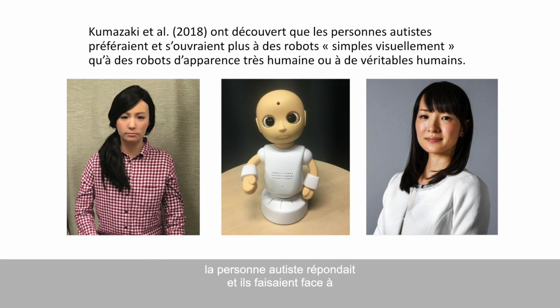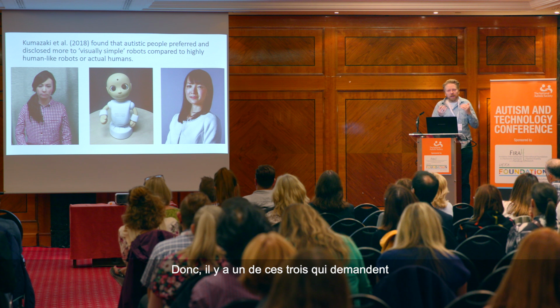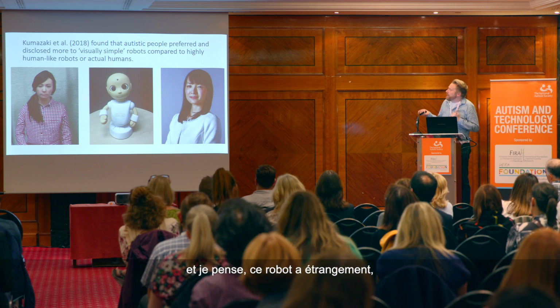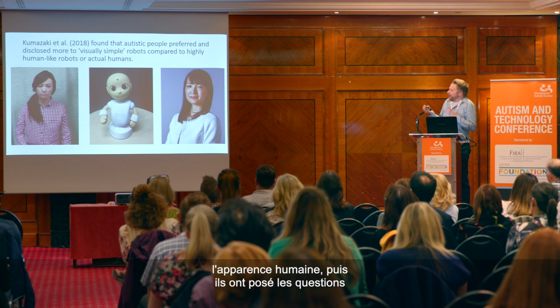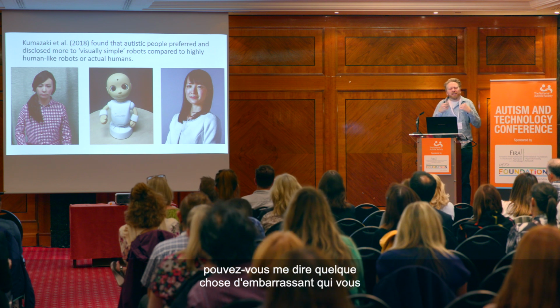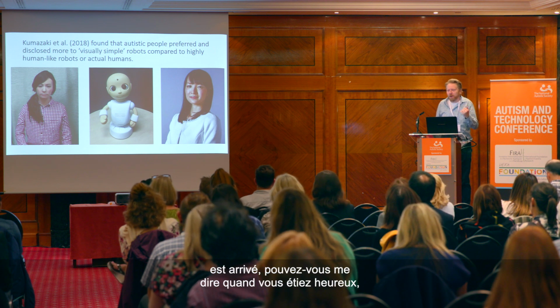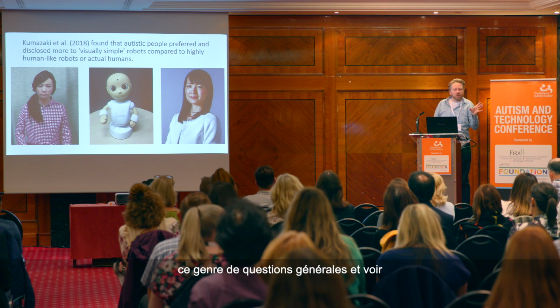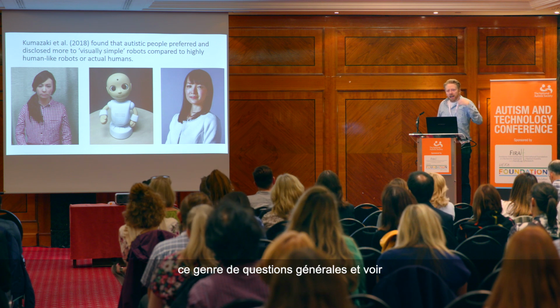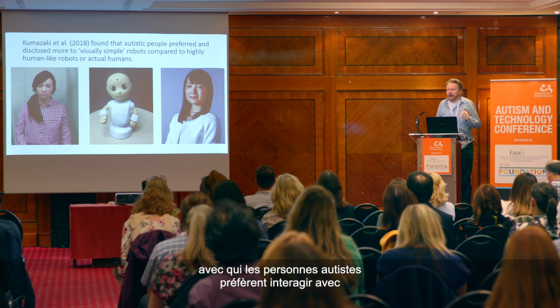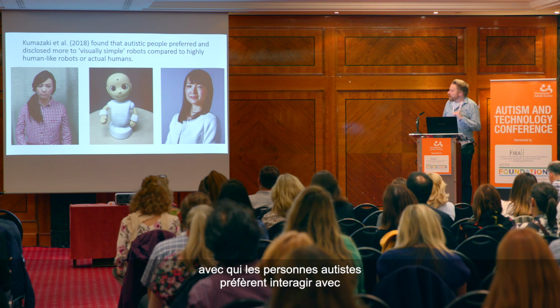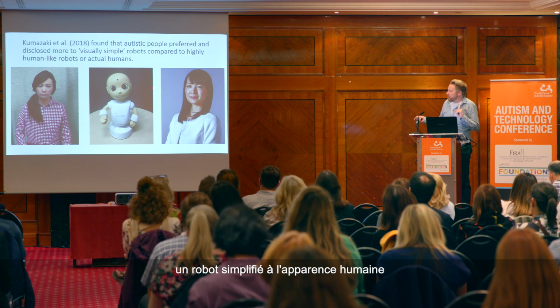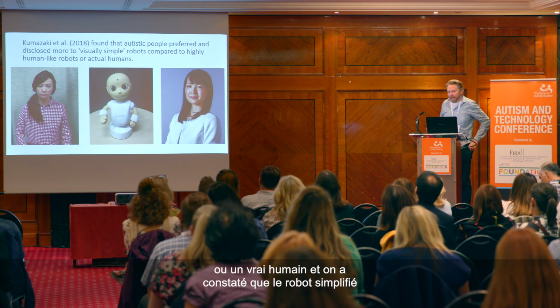And they were faced with one of three, which was either a human-looking robot, a simplified robot, or an actual human. So there was one of those three asking, and I think it comes freakily human-looking, that robot. And then they ask the questions. Can you tell me something embarrassing that's happened to you? Can you tell me when you were happy? Kind of just general questions, and see who did the autistic people prefer interacting with out of a very human-like robot, a simplified robot, or an actual human.